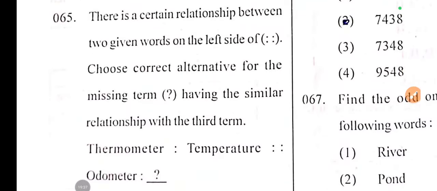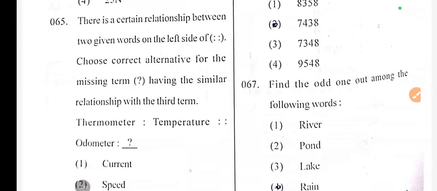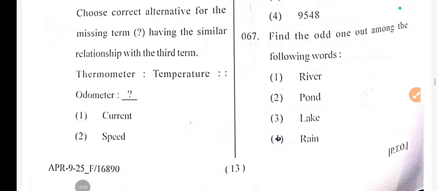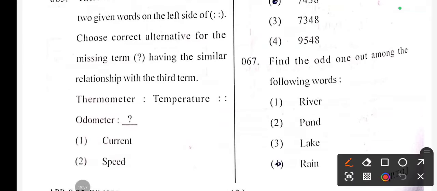Question number 65. There is a certain relationship between two given words on the left side of colon. Choose a correct alternative for the missing term having the similar relationship with the third term. Thermometer is related to temperature. In the same way, odometer is related to. So here there is no option. So answer is distance.